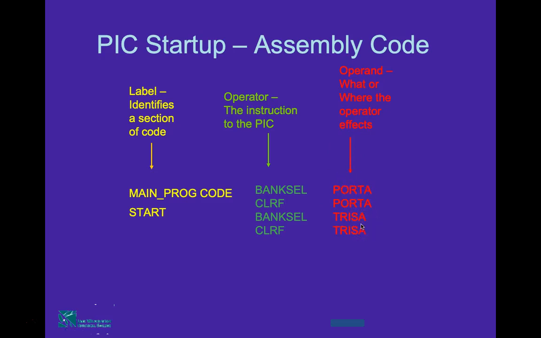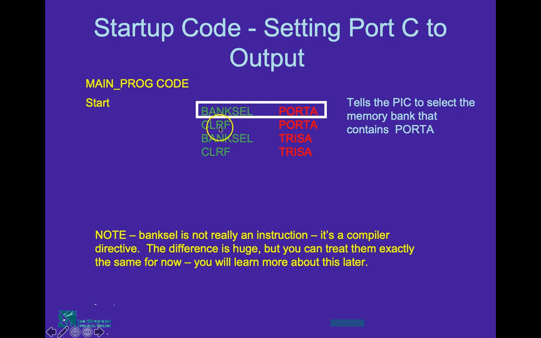So we're going to see a step-by-step process of what all of this means, starting with bank cell port A. What this line indicates is that it's going to select a bank, and under the bank there is a port A register, and we want to use that port A register. So it tells the PIC to select the memory bank that contains port A.